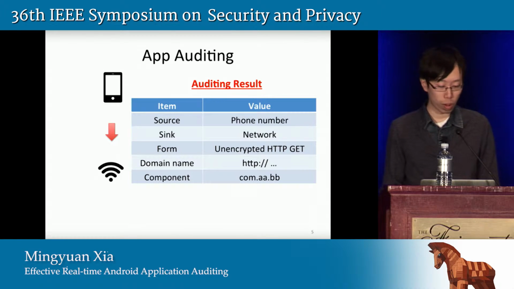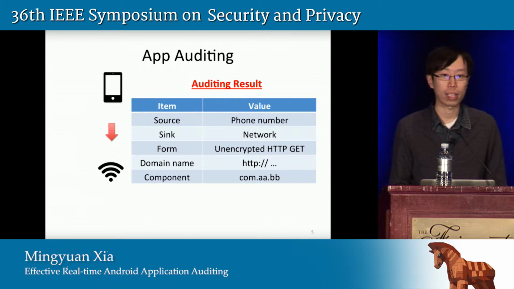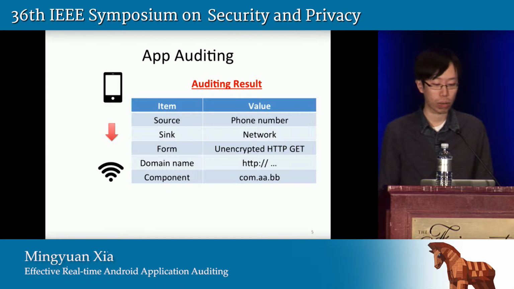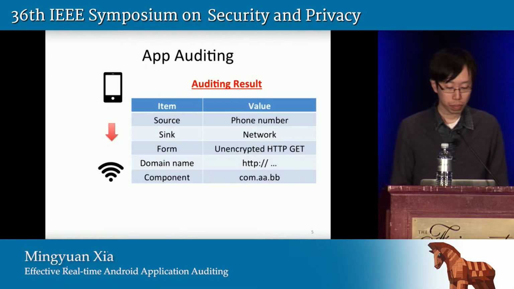And a fine-grained one should be able to tell you not only the source and the sink, but also the form that the data will be leaked. For example, here it's unencrypted HTTP GET. It also shows you the domain name and the components that will leak this data.